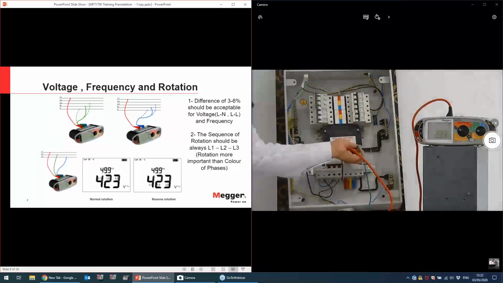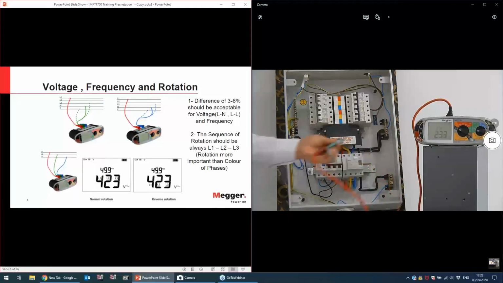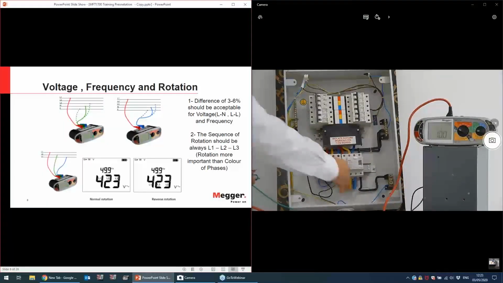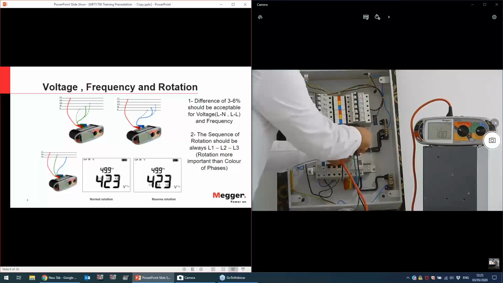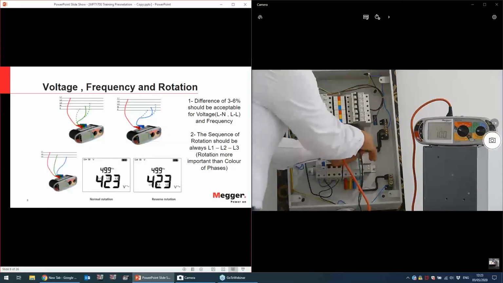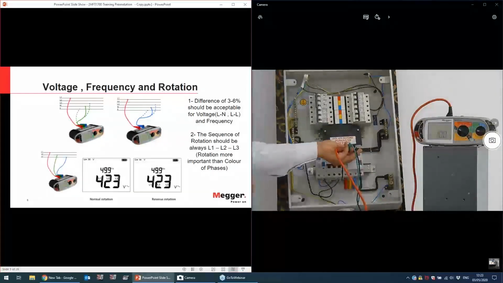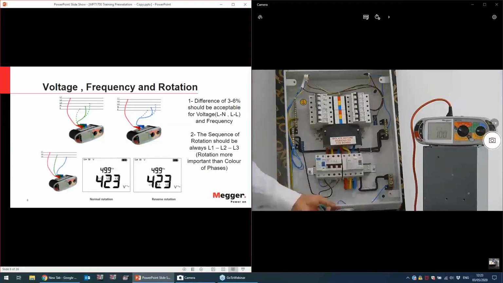Now it's showing 230 volt between the line and neutral. I can check if you have three phase, you can connect it to the three phases here and check how much voltage measurement you should get between all of them. And also it will show you the phase rotation as shown in the two pictures below, L1, L2, L3, or if it's reverse rotation, it will be L1, L3, L2.